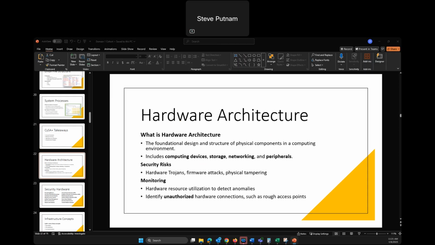So let's look at our hardware architecture. Hardware architecture is the foundational design and structure of physical components in a computing environment. This includes computing devices, storage, networking, and peripherals. There are lots of risks with hardware. It's not just software that's at risk. Hardware can be hacked. So you've got hardware trojans, firmware attacks, and physical tampering, actual physical tampering.